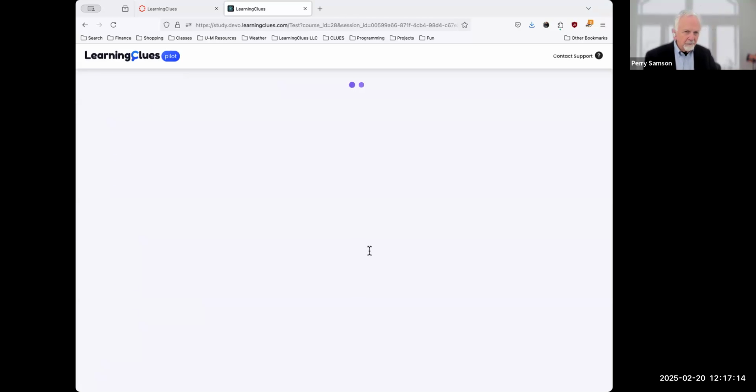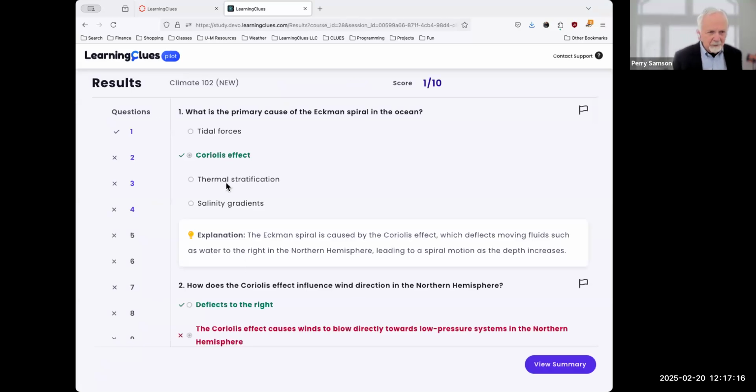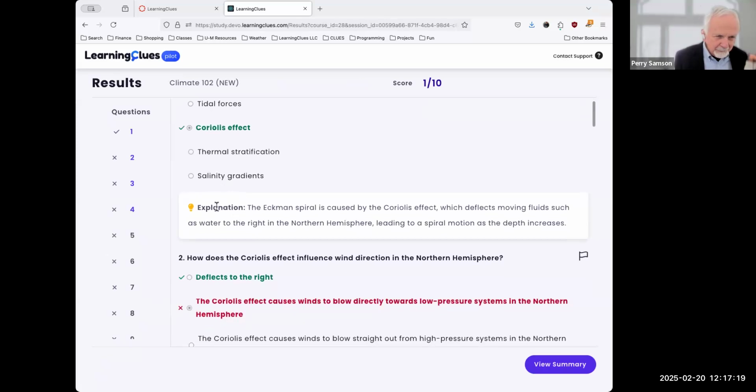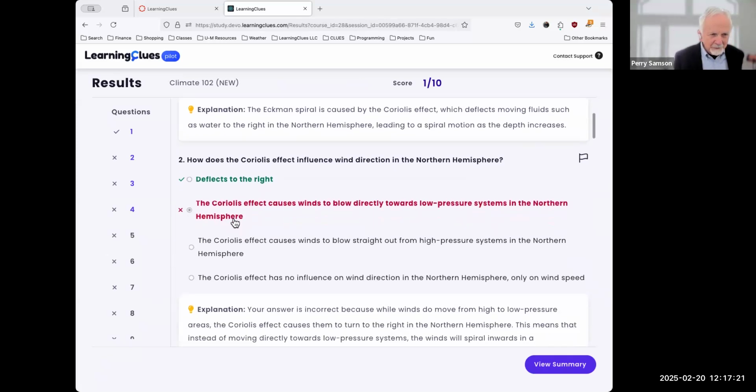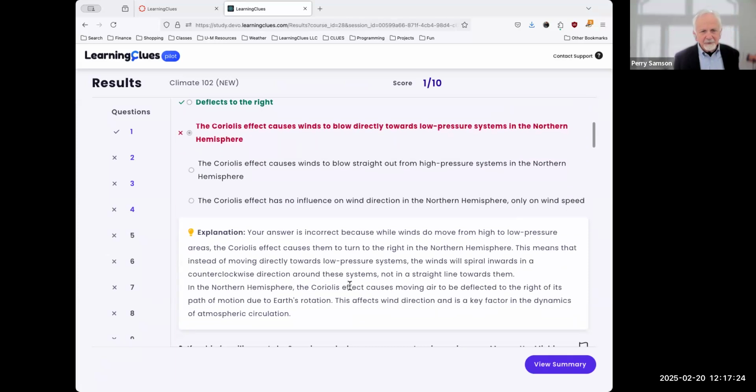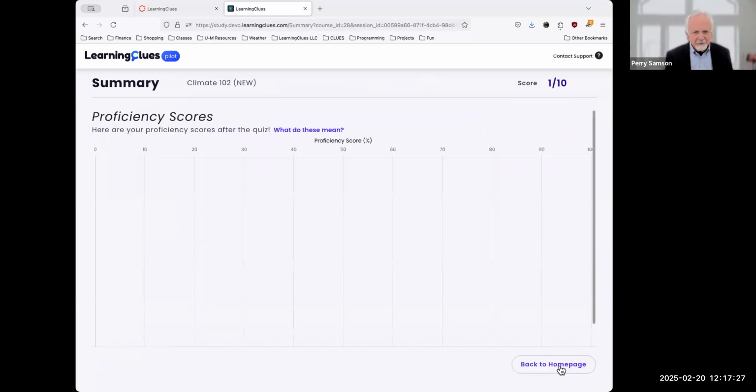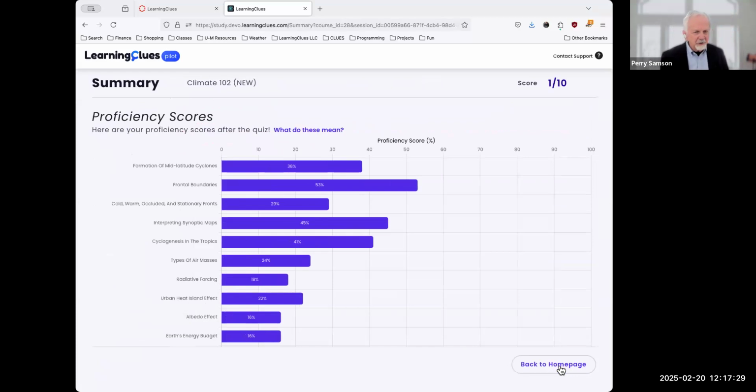It's going to come back and report to the student, first of all, what questions they got right and wrong. Oh, good, I got one right. This one I got wrong, but it gives an explanation here for each question. If I want to go see, it shows me my proficiency by learning objective in the course. This is the percent proficiency per learning objective. So more or less it says for frontal boundaries, right now I have a 53% chance of getting a question right on the exam for that category.